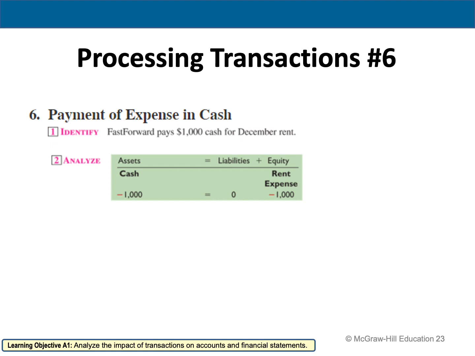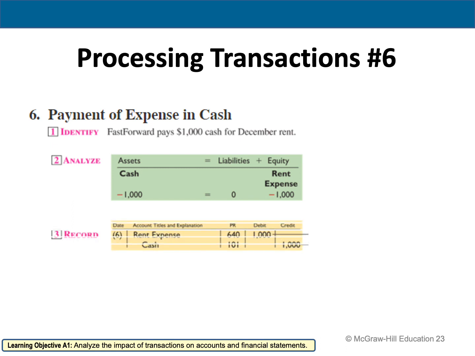But when it comes to rent expense normal balance, if my expenses are increasing, then I have to record it in the debit side. So now cash will be on the credit side because it's decreasing, and rent expense is going to be recorded on the debit side because it is increasing. So this is step 3, where we need to record the journal entry.